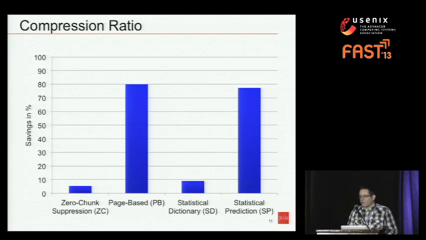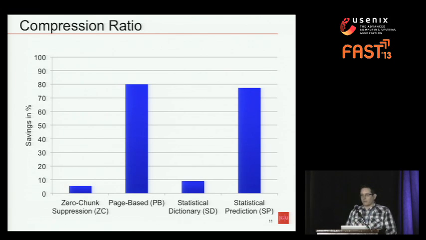And these are the compression results. We are able, with the zero chunk suppression, to eliminate 5% of the size of the file recipes. This is quite a surprising number because this is a very low overhead approach, and around 5% of the references in the system are for this one chunk. But obviously this is not enough to solve the real problem.